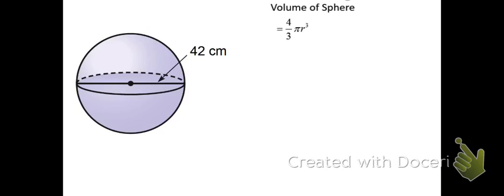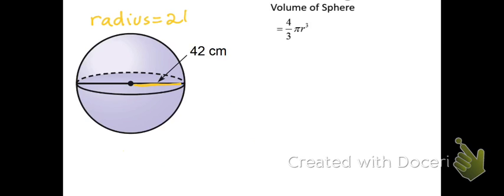Let's try another. Now for this one, they're not telling us the radius, they're telling us the diameter. The diameter is the distance from one edge to the other in a circle. So if I draw it this way, you can see the diameter is from edge to edge, where the radius is from the center to one edge. If you're given the diameter, you can find the radius by dividing that diameter by 2. Like in this case, 42 divided by 2 is 21. So we know the radius is 21.